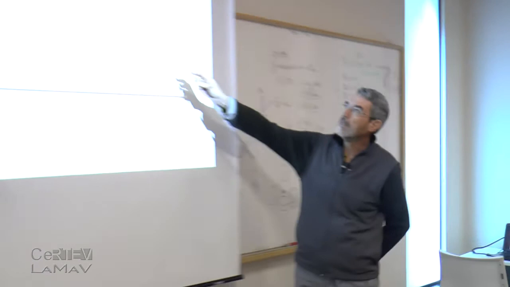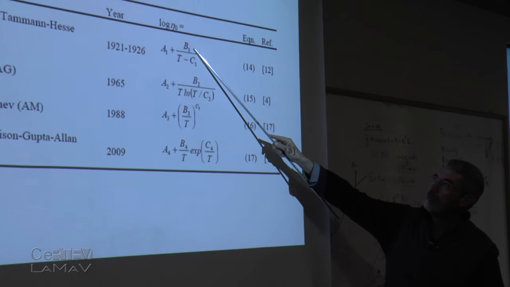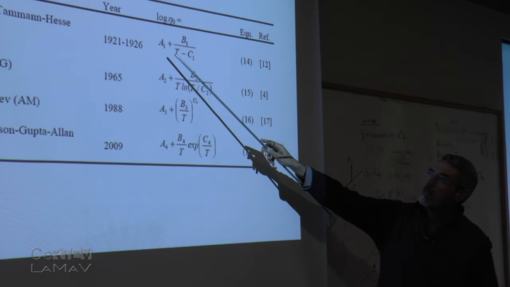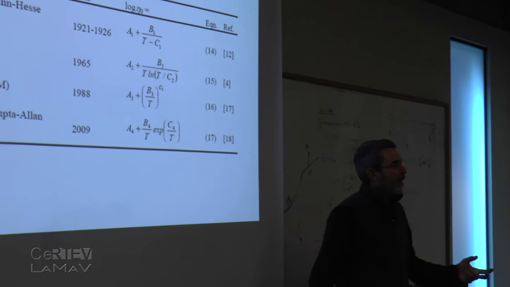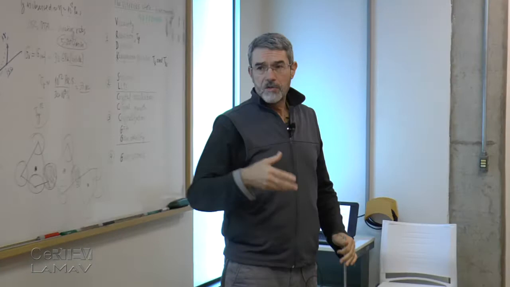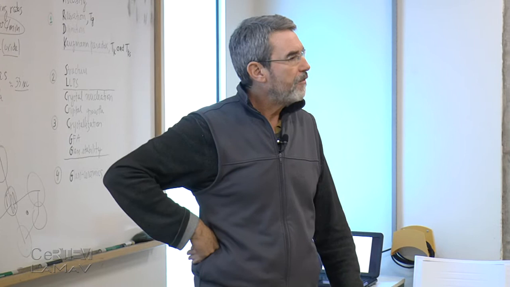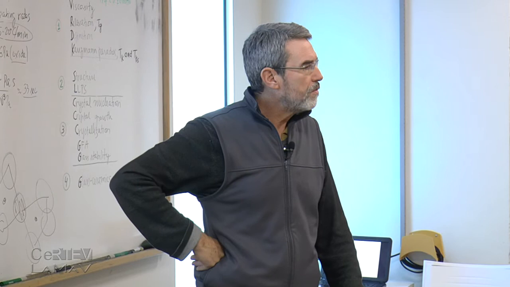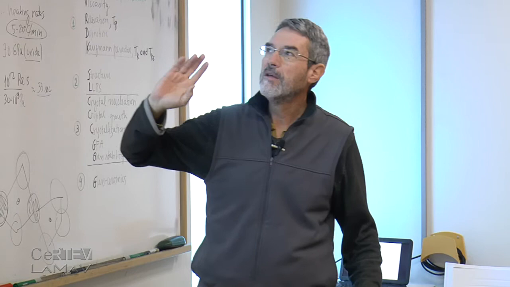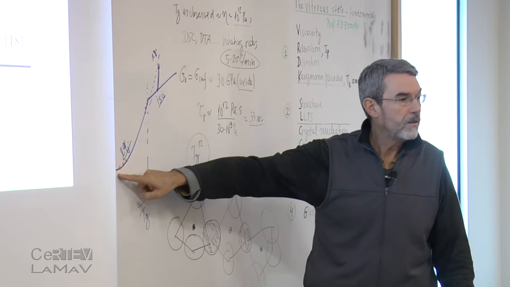Log of viscosity is equal to a parameter A1 plus another parameter B1 over T minus C1. So it has three unknown parameters, A1, B1, and C1, which had to be fit to the viscosity curves of whatever materials they had. But they found that this equation fitted really well, and it is still used for glasses these days. We have tested and used this equation, and it fits from here to here quite well for most glasses.